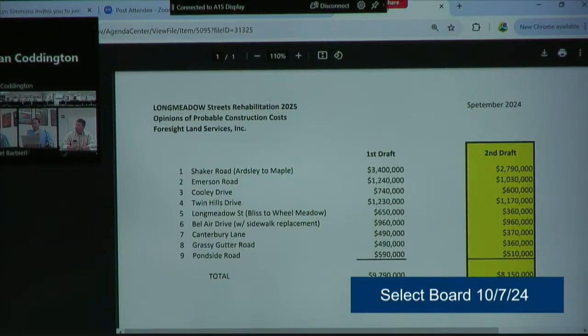Emerson and Cooley, those 2 roads are pretty beat up, mostly driven by our water main projects that have happened. So there should be consideration, if you move forward with those projects, to utilize some of the water enterprise funds to cover the cost of the paving. Grassy Gutter needs work, but underneath it has substantial stormwater issues. So we need to get some feedback about our long-term plans for that too, and larger projects that are affecting the stormwater system. Pondside's in really bad shape. Obviously it doesn't have a lot of traffic on it from town like the other roads, but it's rough.